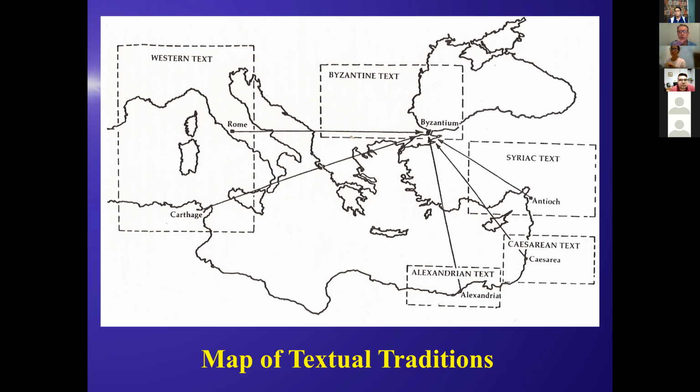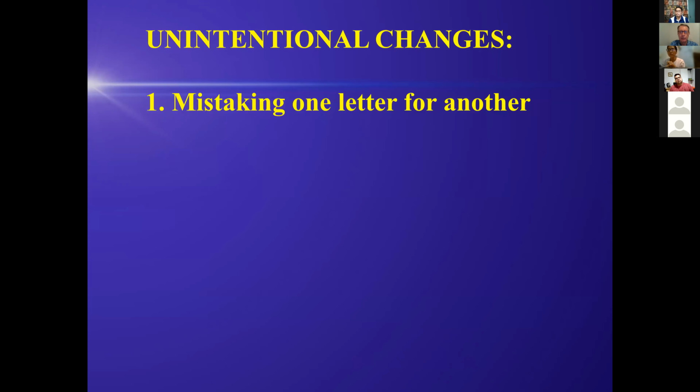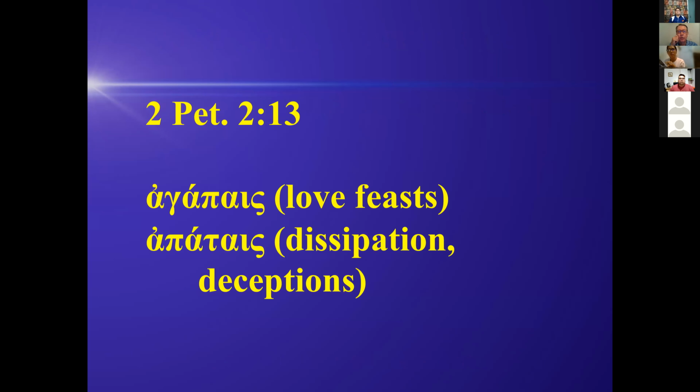Now, the important thing about this whole process is that over time, changes crept in when the copies were made. Now, there are different kinds of changes that crept in. Some were unintentional, mistaking one letter for another. For example, in 2 Peter 2:13, is it the word agapais, love feast, or is it apatais, meaning dissipation or deceptions? And if you look at the English translations, you'll see that some take one as original, others take the other as original.